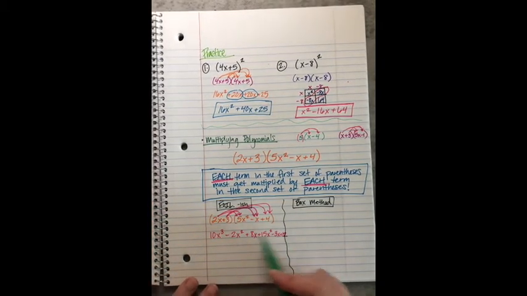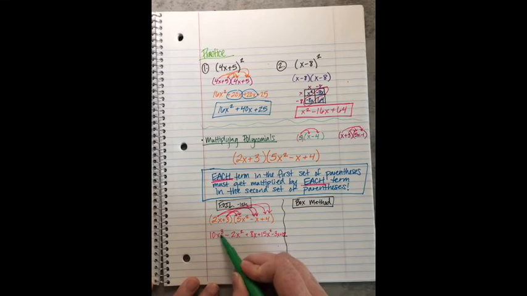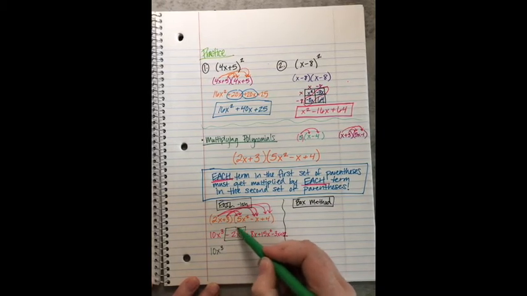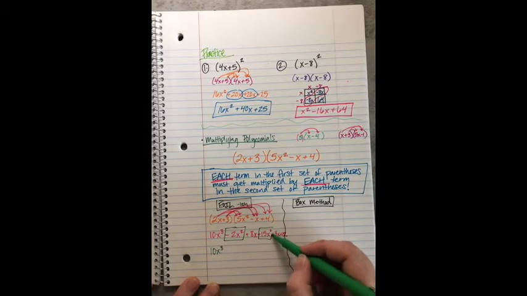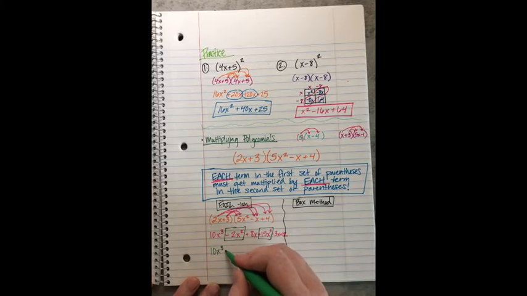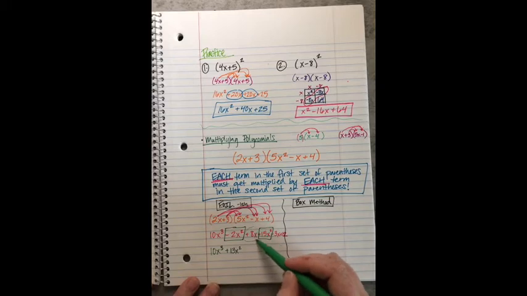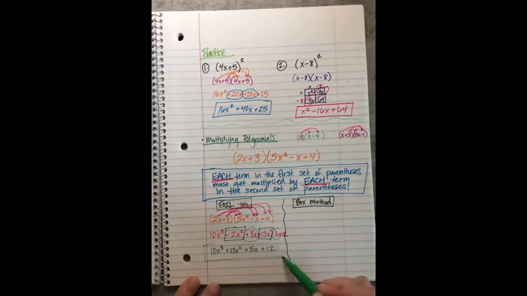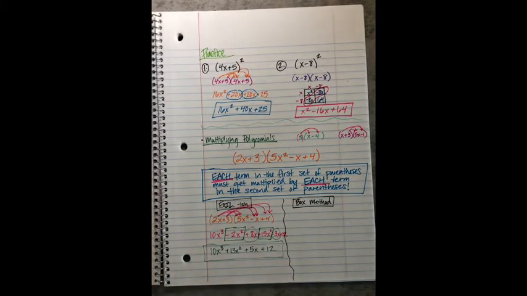Now from here, we combine like terms. There's no other x cubed, so I'm just going to drop it down, 10x cubed. My negative 2x squared can get put together with my 15x squared. That would be positive 13x squared. My 8x can go with my negative 3x, which is positive 5x. And the 12 doesn't have a friend, so we just drop it down. So that's my final answer right here: 10x cubed plus 13x squared plus 5x plus 12.